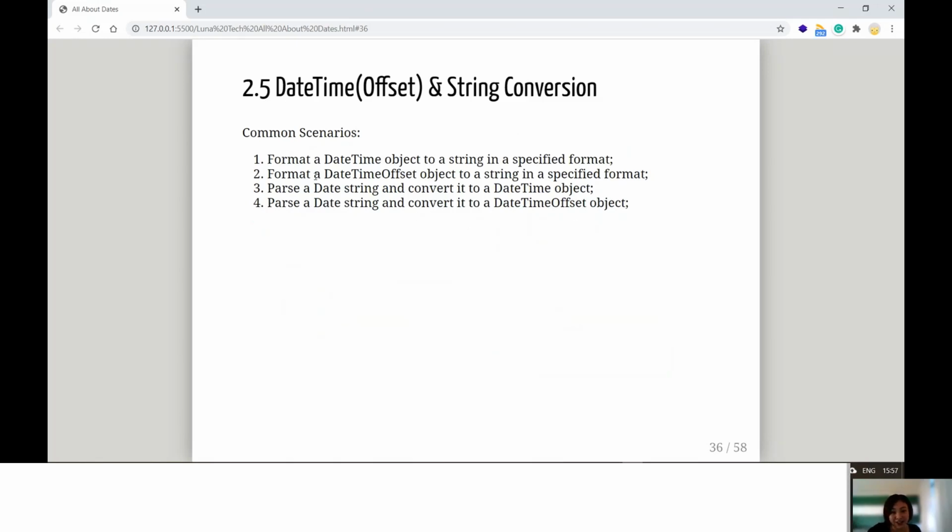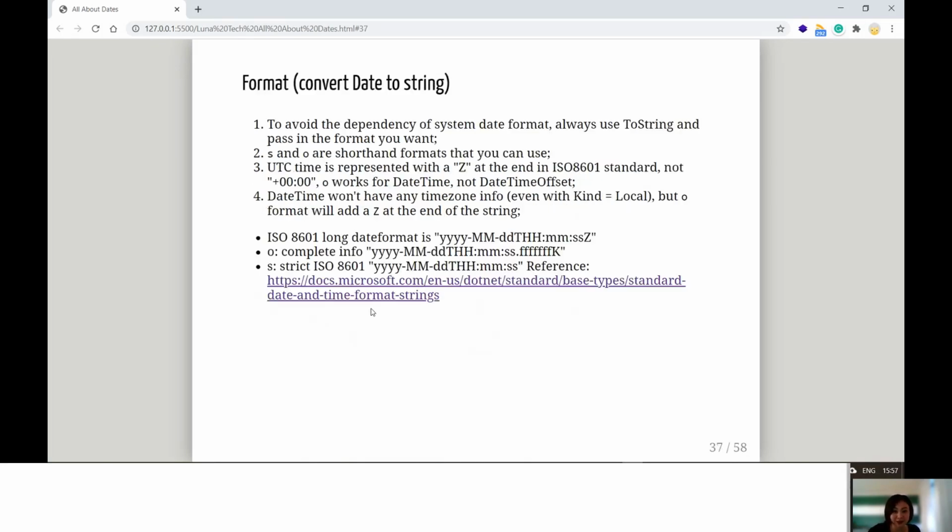Okay, now the conversion. I think this might be the easiest one because we all have experienced this. Sometimes we need to format a datetime object to a string. Sometimes we need to parse a string and convert it to a datetime object. So just have a look. I think this is the standard format. If you see a Z at the end, it means it's UTC. And it's fine to use +00 as well.